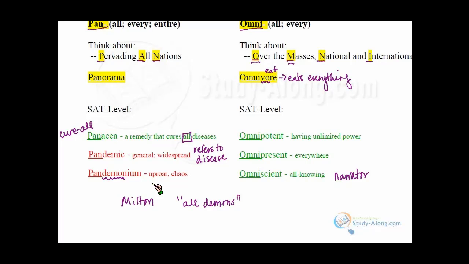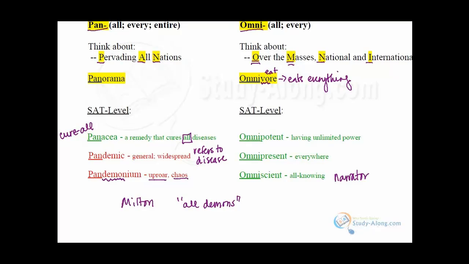And somehow over the next couple centuries, it has morphed. So now pandemonium just means an uproar or a chaos, where everything is in a tumult. Everything is sort of crazy. So that's how the word has developed over time, which is kind of interesting. But originally it just meant all demons. Now it means an uproar or chaos.